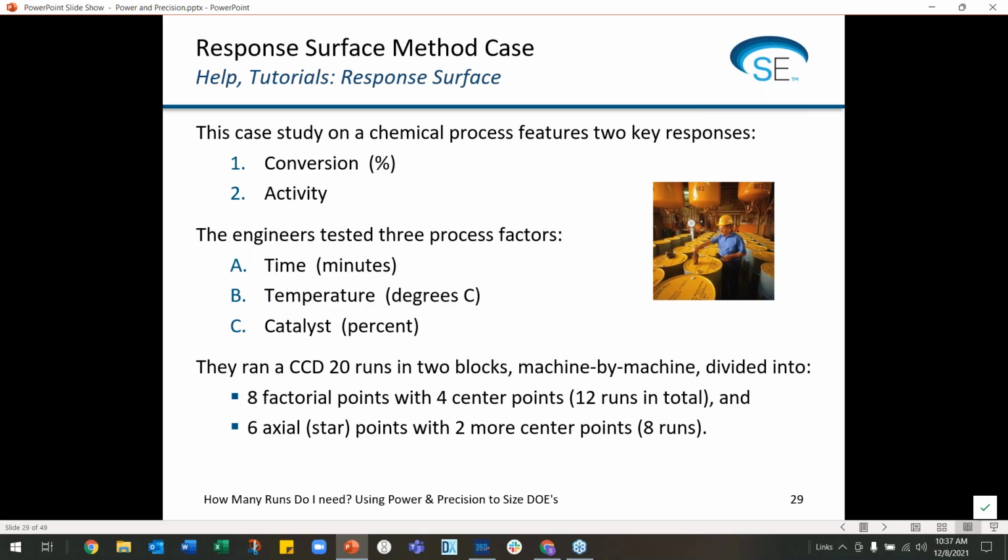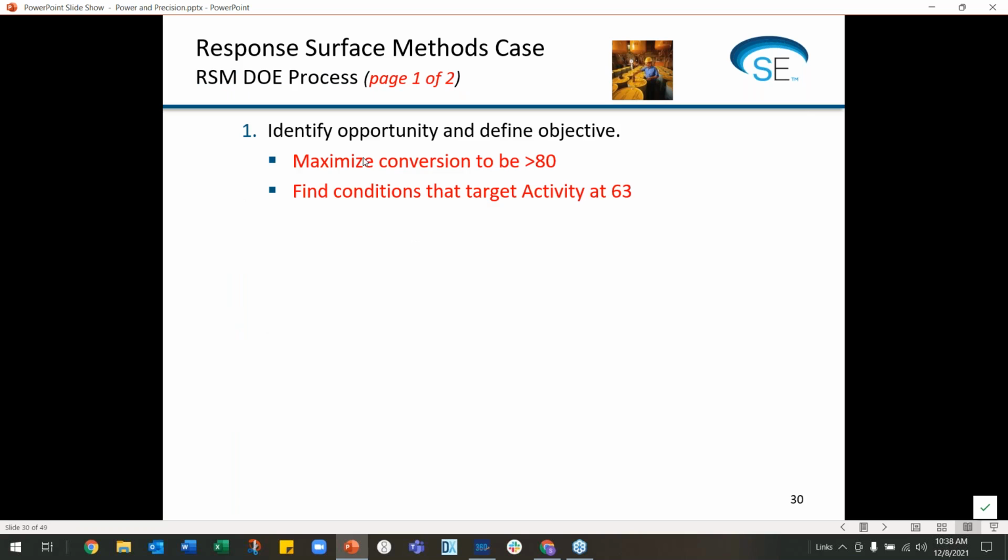Okay, so let's look at a case study. In Design Expert, you can go to the help system, tutorials, and find the response surface tutorial. That's the data that I'm using. So we have 2 responses here, 3 process factors. It was a 20-run central composite design.